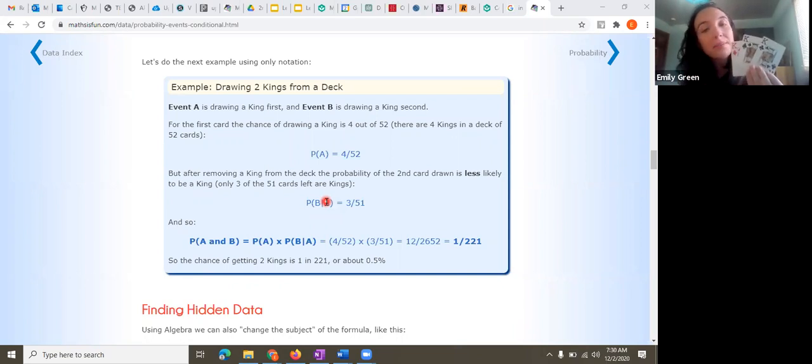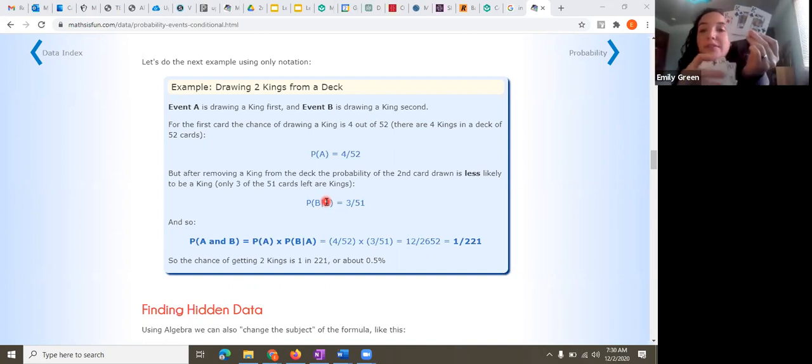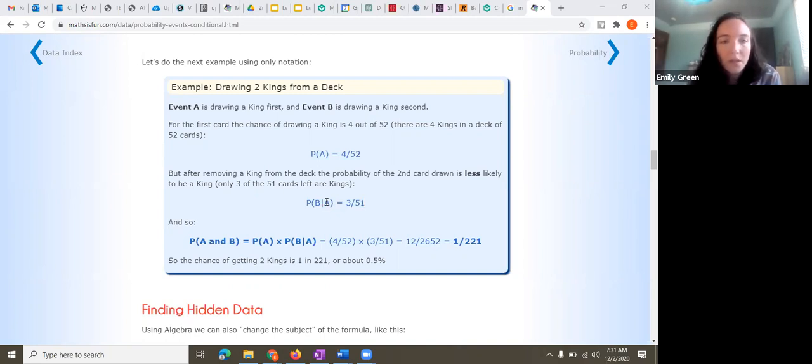So when I calculate my second probability, the probability of picking a king, given that I got a king the first time, it's going to be 3, but not 3 divided by 52 because I threw this guy out. He's gone. So now it's 3 divided by 51. Those are my 2 probabilities. And you can see this on this screen, right? Here we have 4 over 52 and then 3 over 51.